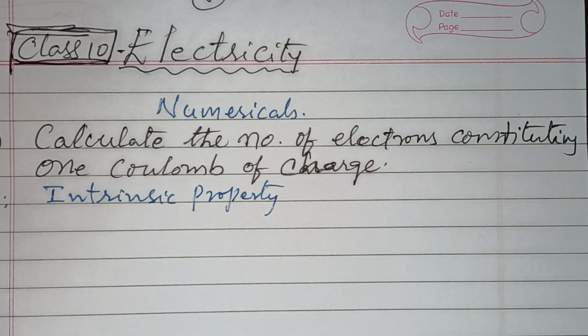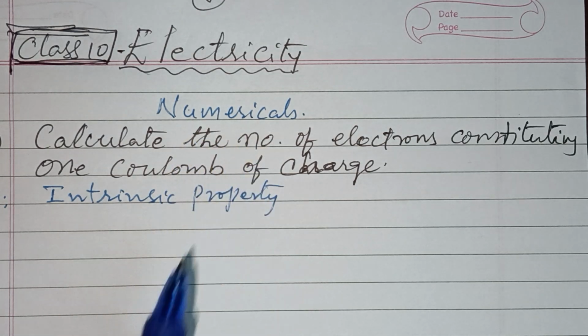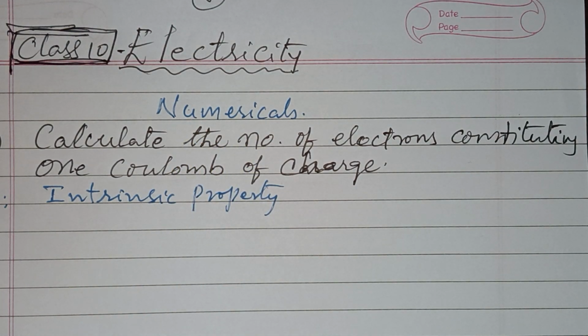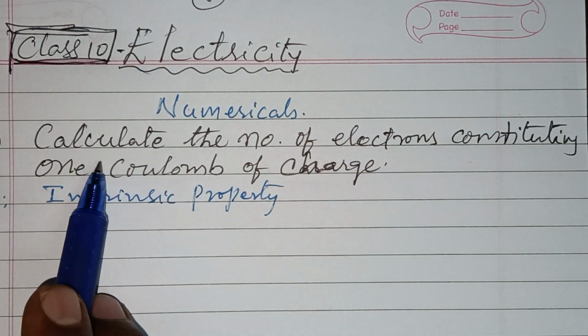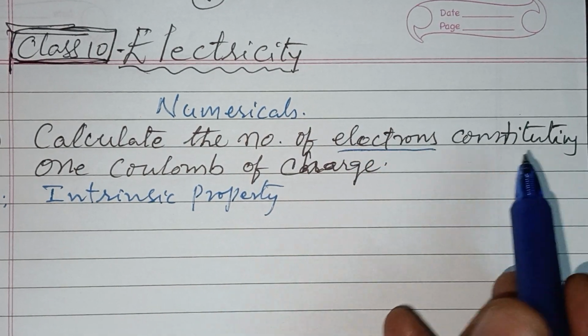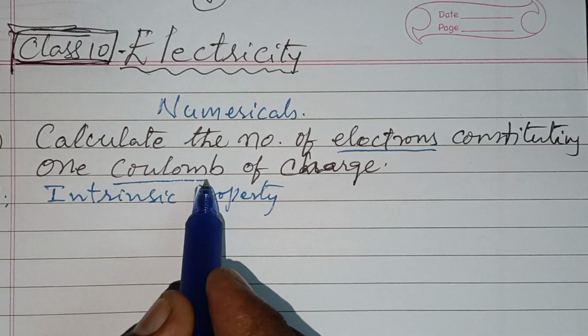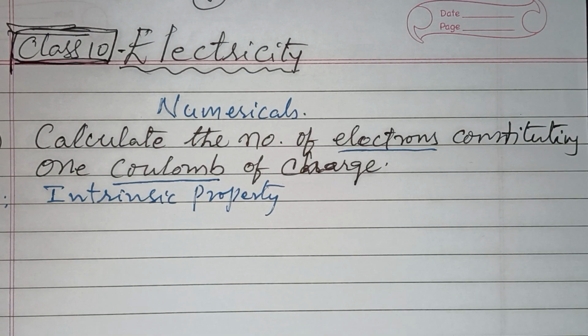So class 10 electricity, which we are going to discuss now. In that, we are going to discuss the numerical part. For the first question today, calculate the number of electrons constituting 1 coulomb of charge. See, my dear students, we have to calculate the number of electrons present in 1 coulomb of charge.